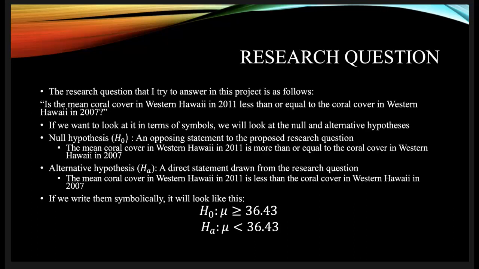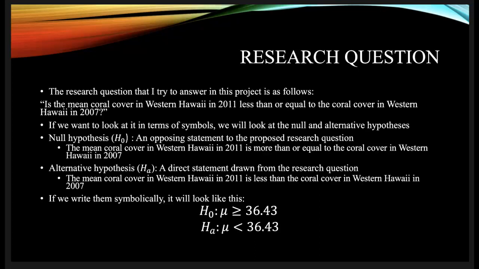If we want to look at it in terms of symbols, we will look at the null hypothesis and the alternative hypothesis. The null hypothesis is an opposing statement to the proposed research question, and the alternative hypothesis is a direct statement drawn from the research question.